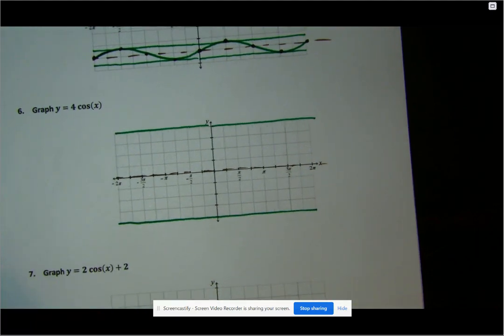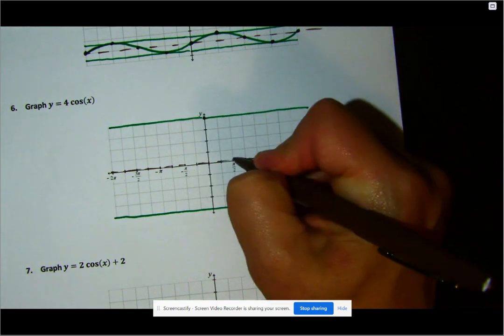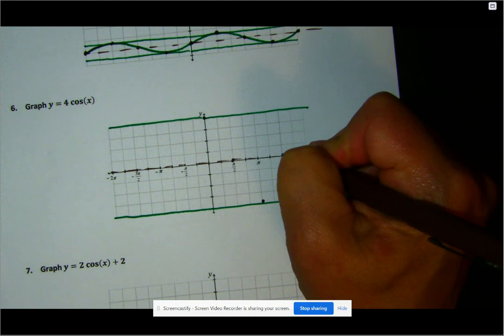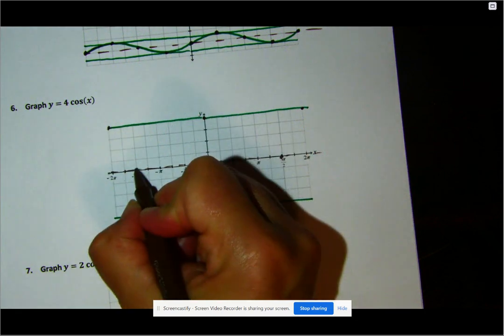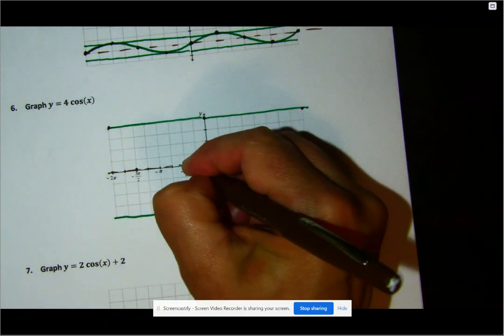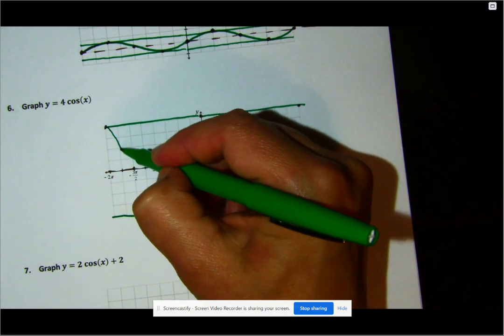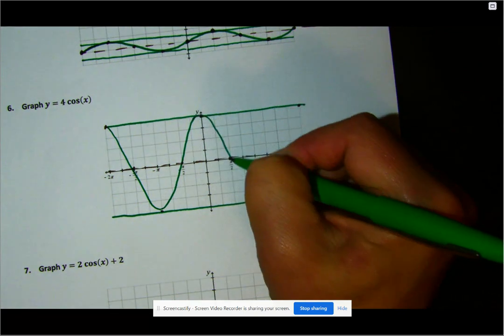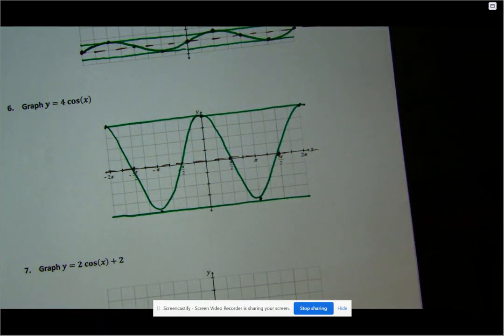So cosine at 0, you're at the top of the mountain. Boom. Then at pi halves, you're at the 0. At pi, you're down below. 3 pi halves, back at 0. And again, I tend to make mistakes if I go backwards. Oh boy, I was nervous doing that one.